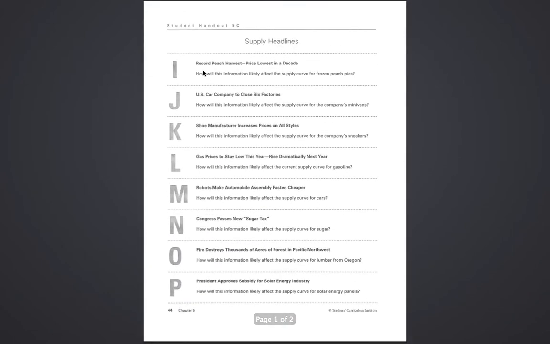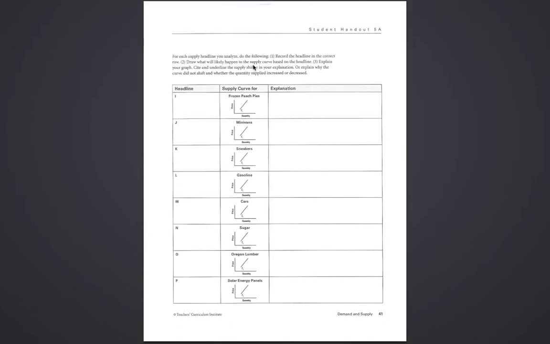So on this first headline, we have a record peach harvest, and peaches are at their lowest price in decades. So how will this affect peach pies? We're not changing the price of the pie. Input costs have gone down. And so now that it's cheaper to make, our headline is that there's a record harvest of peaches. At this same price, we are willing and able to make more. So you're going to draw a new curve to the right because we have an increase in supply. And over here in our explanation, it's going to be a supply increase because input costs have gone down. So make sure you get that information there.